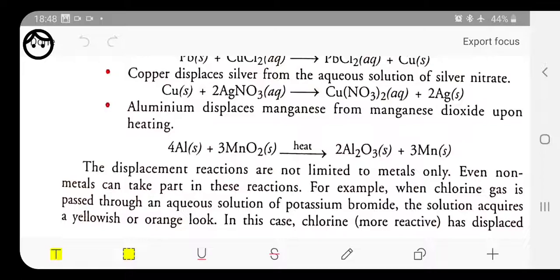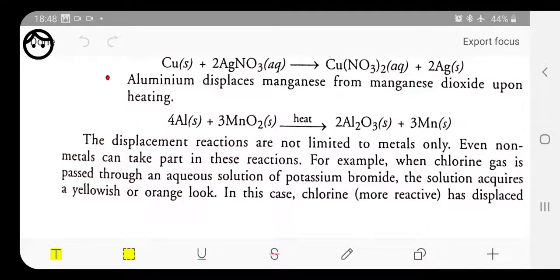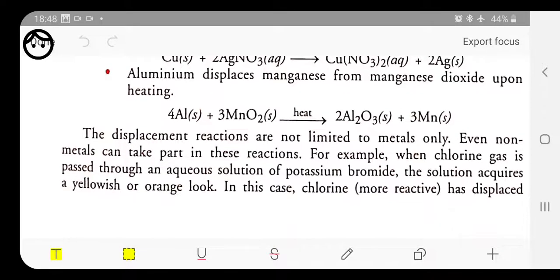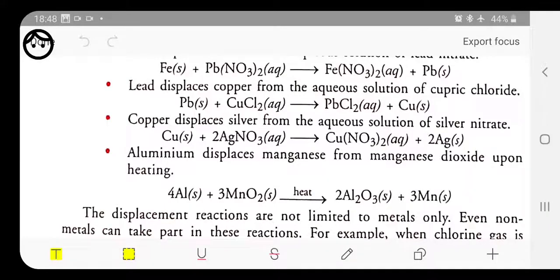These displacement reactions are not limited to metals only. Okay, this can take place even with non-metals also. For example, when chlorine gas is passed through an aqueous solution of potassium bromide, the solution acquires a yellowish orange look. So in that reaction also displacement takes place, but here we are talking about metals only, because when we do the chapter on metals and non-metals, I will give you the explanation of all these things.